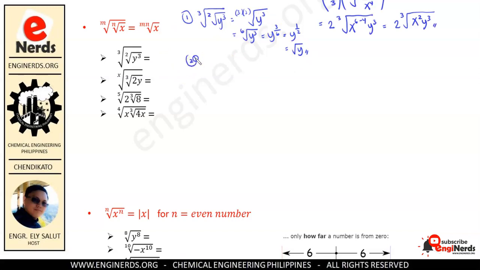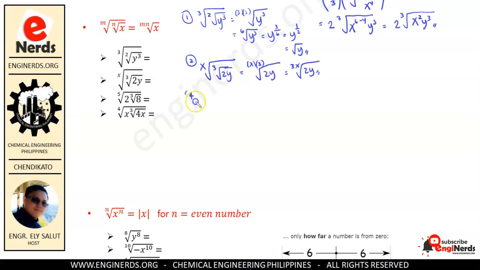Now, second, we have x times the cube root of 2y. So, this will be equal to x times the cube root of 2y. So, this is equal to the cube root of 2y times x. This is our final answer.